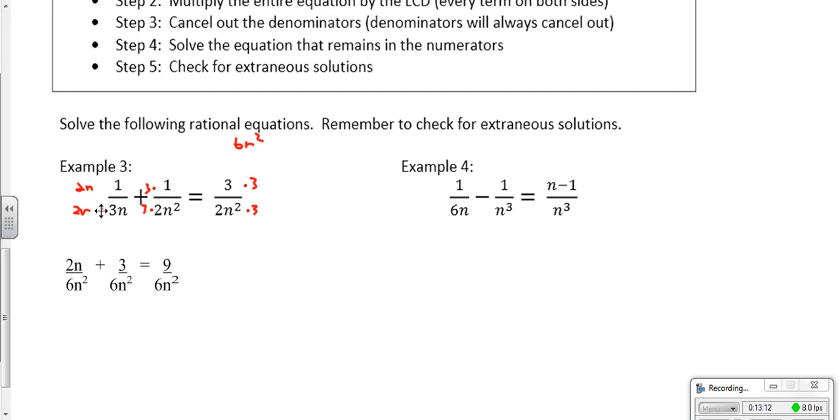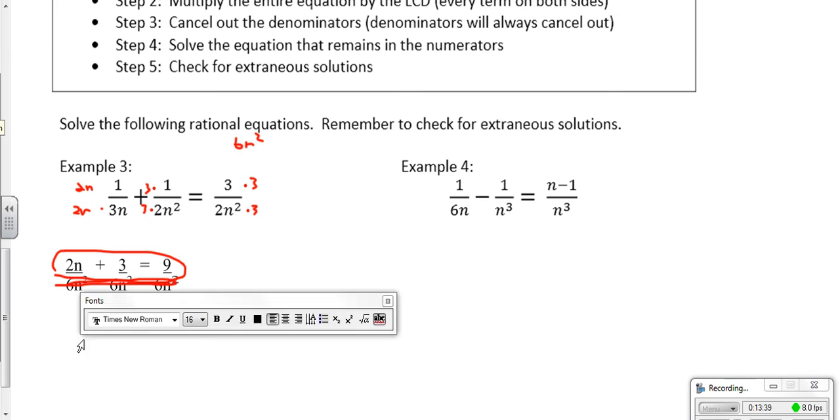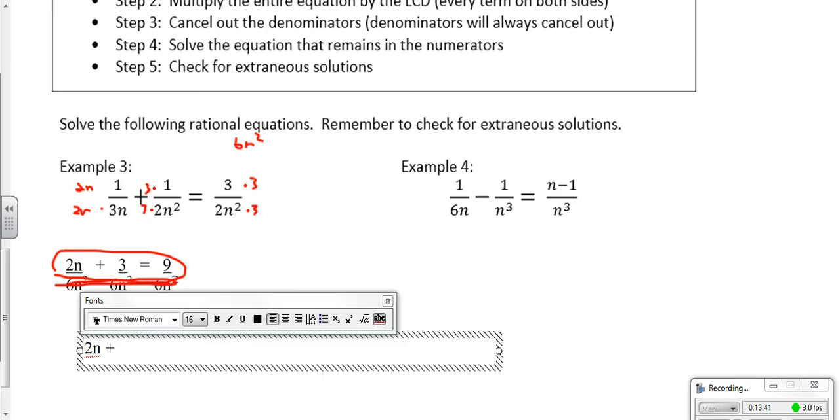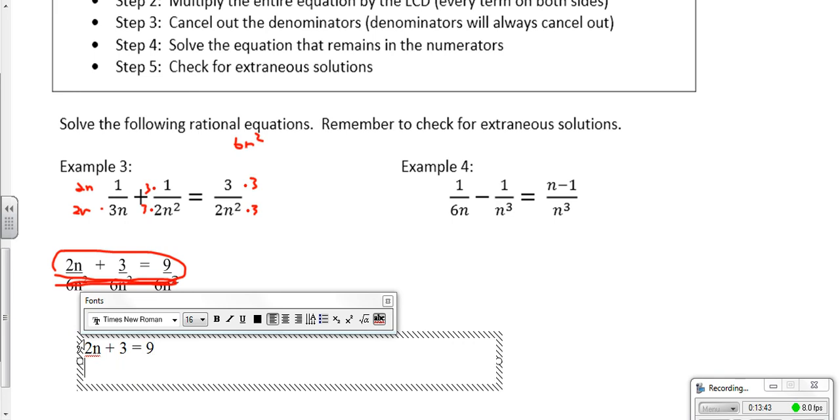Notice my top number in the first fraction became 2n because I had to multiply it by 1. Second fraction became 3 because 3 times 1. And then 3 times 3 is 9. Now, like before, I want to find out what makes this equal. Well, the denominator is already equal, so I can just focus on this part from this point on, which means all I need to focus on is 2n plus 3 equals 9.